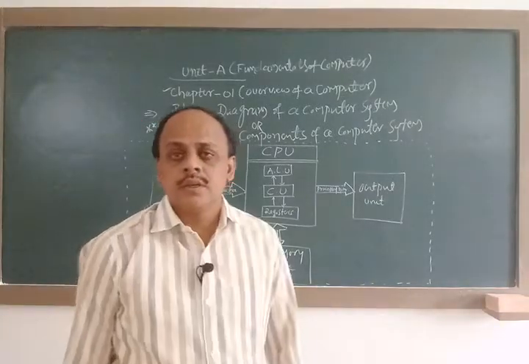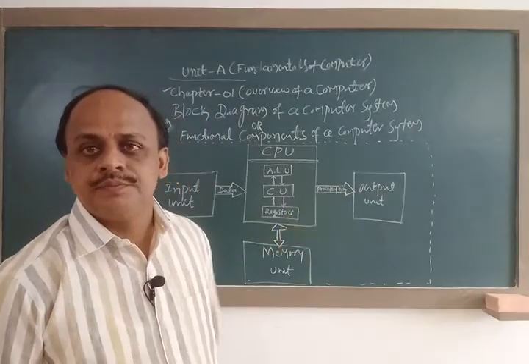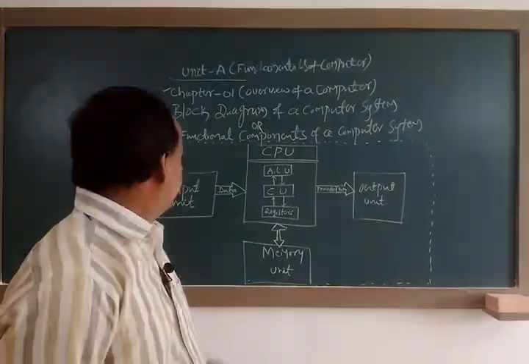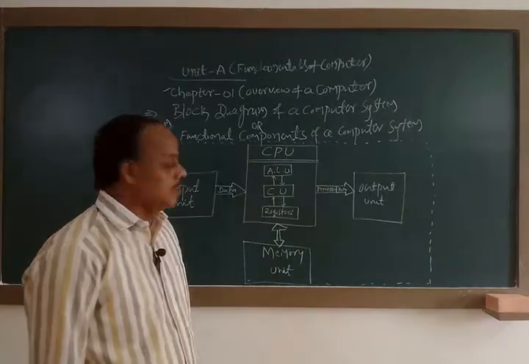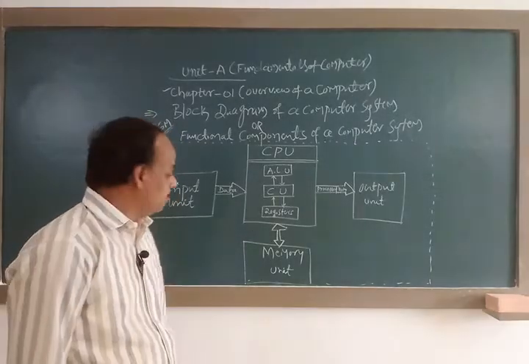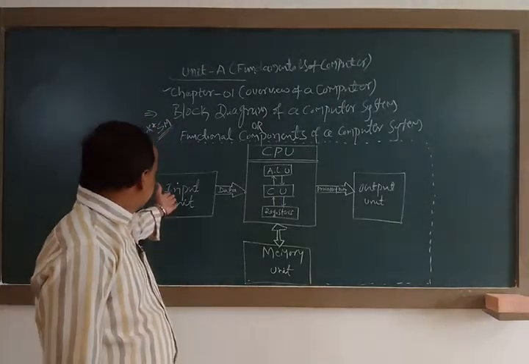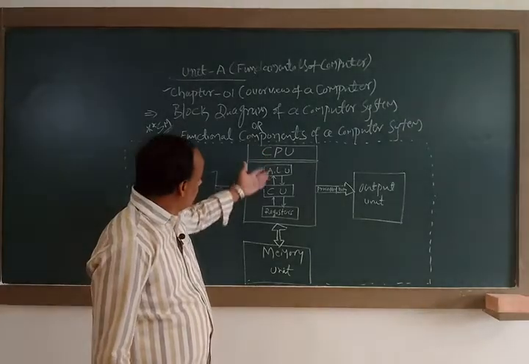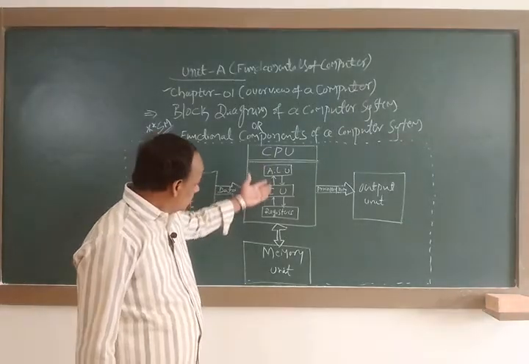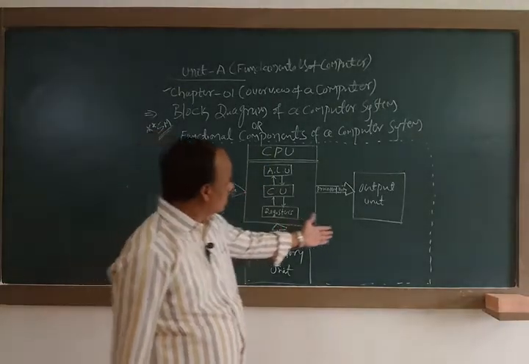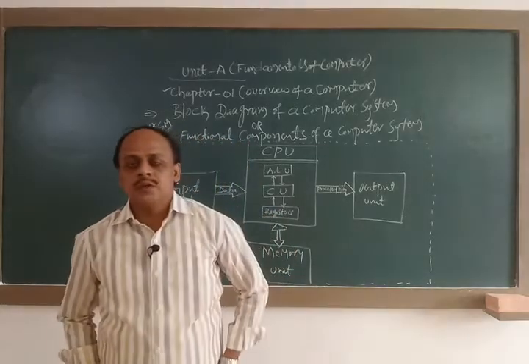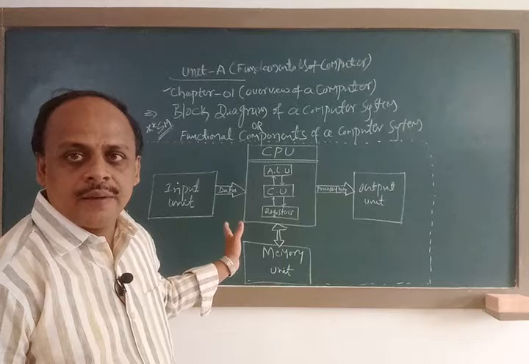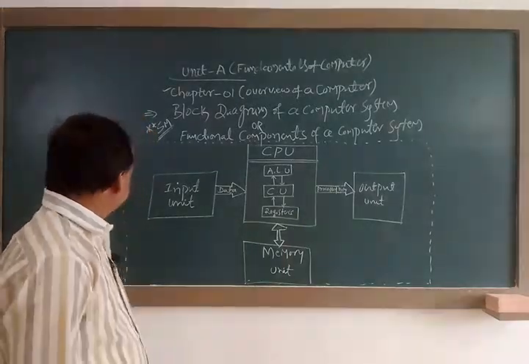See here, I just wrote a small, simple diagram of different components of a computer system. See here, this is called input unit, this is called CPU, that is central processing unit, this is called memory unit, this is called output unit. Listen here, now I am going to explain this block diagram.